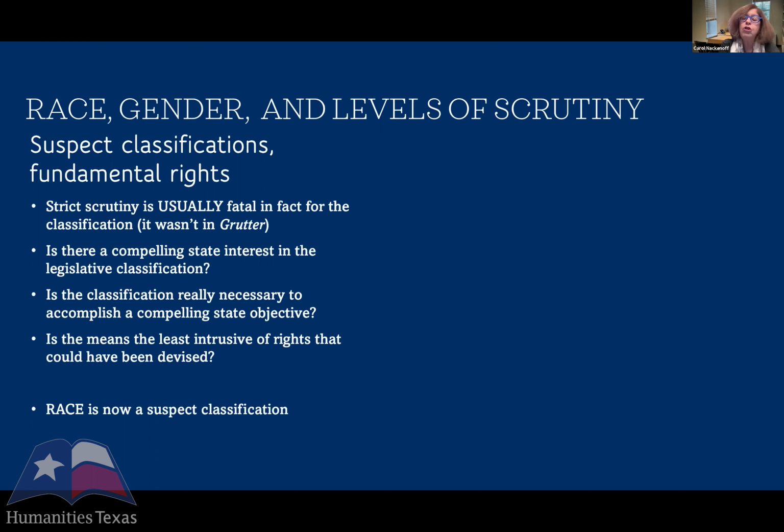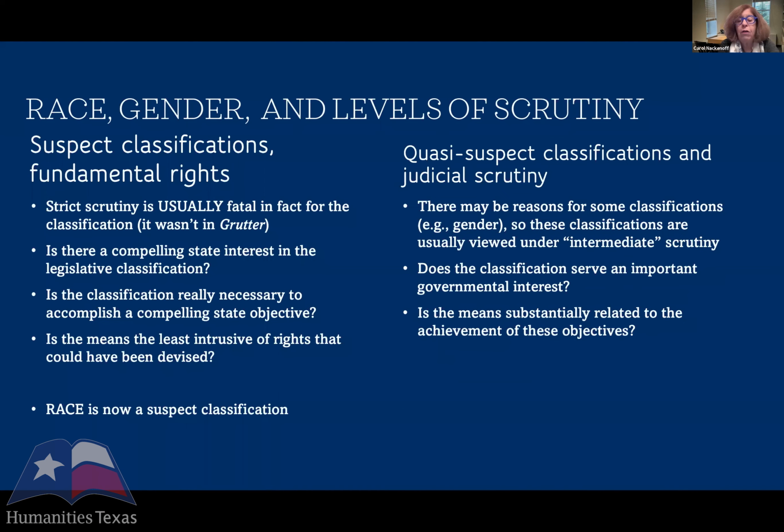With regard to gender and rights, the court has never employed suspect classification. They talk about quasi-suspect classifications because there may be reasons sometimes why men and women would be treated differently at law. Women can have babies, and so far men can't. So these classifications are usually viewed under intermediate scrutiny. The questions here are, does the classification serve an important governmental interest? So the government has to give reasons, but they don't always have to be as vigorous. And is the means substantially related to the achievement of these objectives? It's a little more lax.